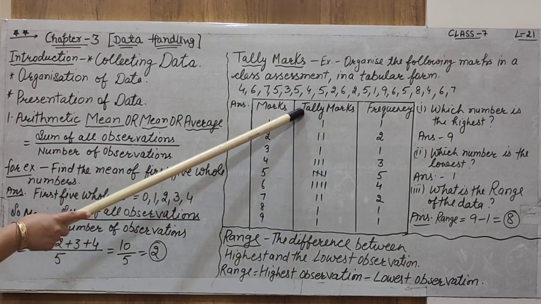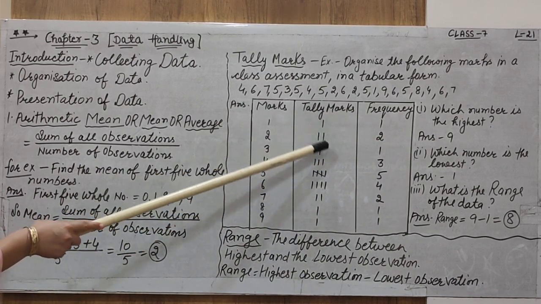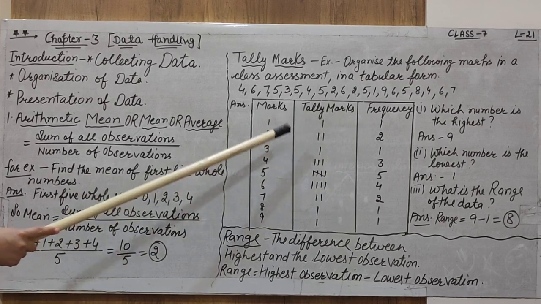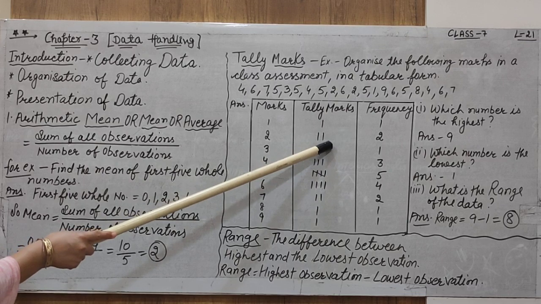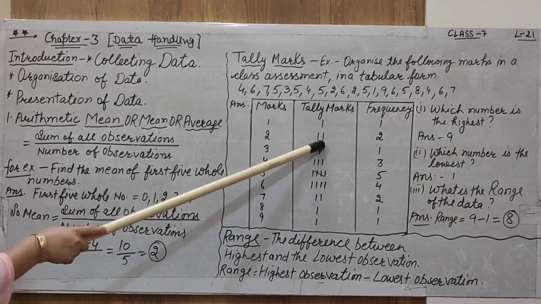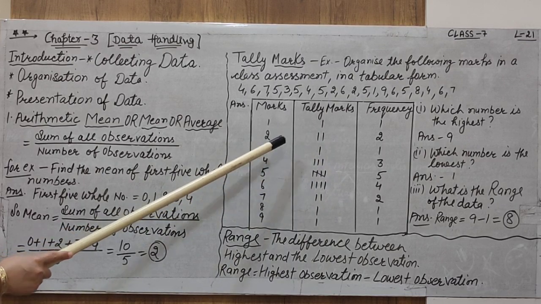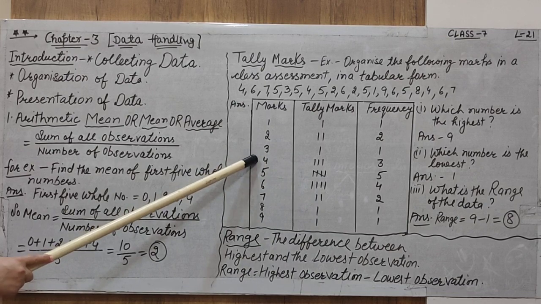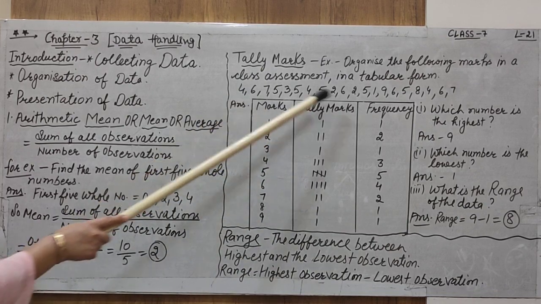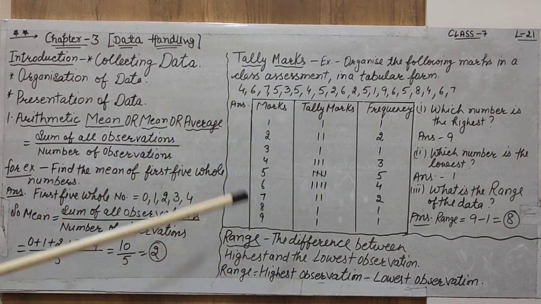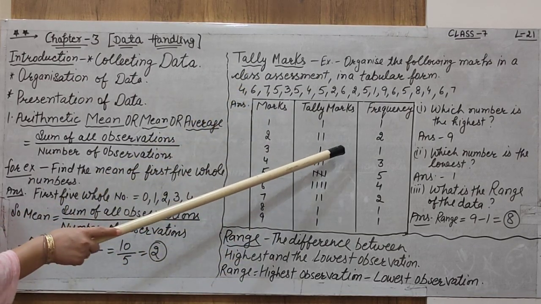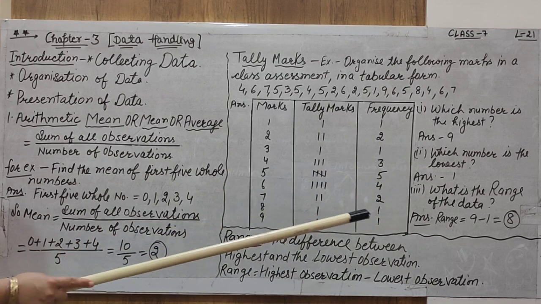But how do we write tally marks? We have to use the slanting lines. That is, straight lines we have to use to write tally marks. So 1 and 1. These are the 2 times this 2 is used. In these observations, 3 is used how many times? You can observe that 3 is used only 1 time. So 3 is used 1 time and its frequency is 1.